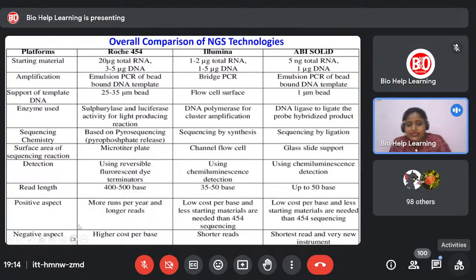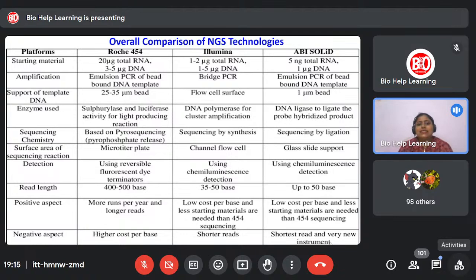Positive aspects of these technologies: Illumina is low cost and needs less starting material than the 454, and Illumina is more useful compared to ABI Solid also. The negative aspect of Roche 454 is the higher cost per base, while in Illumina you get shorter reads, but the cost is low. In ABI Solid, the reads are the shortest and it is a very new instrument, so we cannot take a risk on that. Illumina is very trendy and very useful.